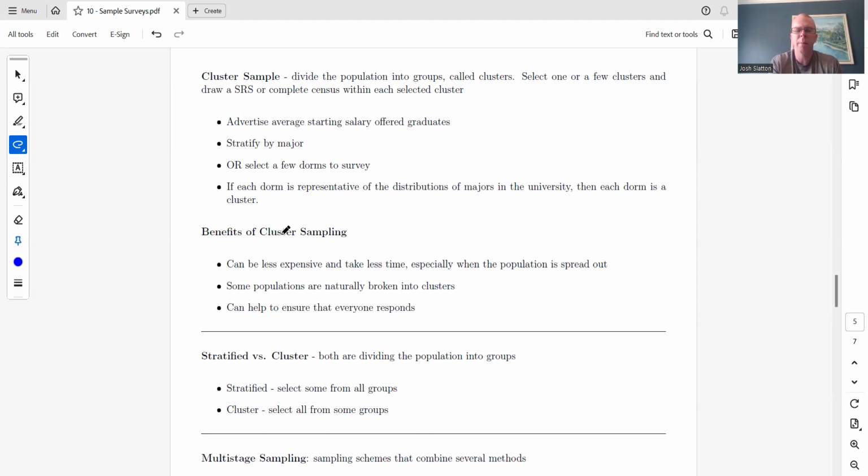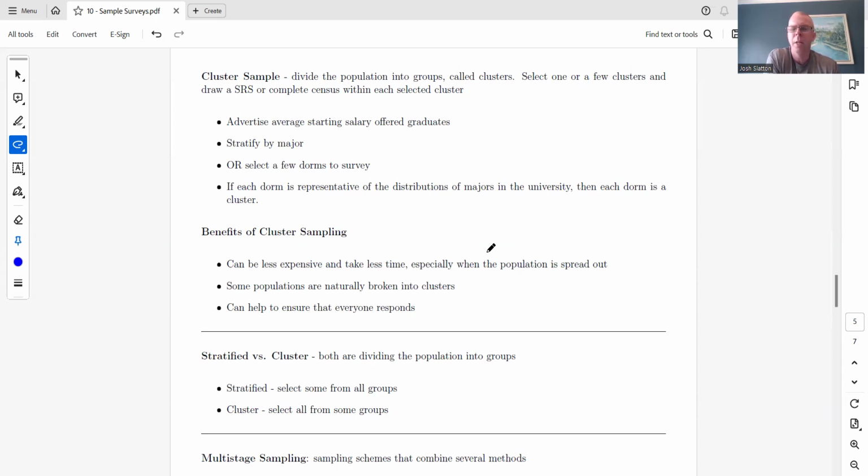Benefits of cluster sampling can be less expensive and take less time, especially when the population is spread out. So another example could be if you want to find out the average high school GPA of all Florida college students. I'm talking about all the colleges and universities in Florida. A natural way to divide that would be by university.